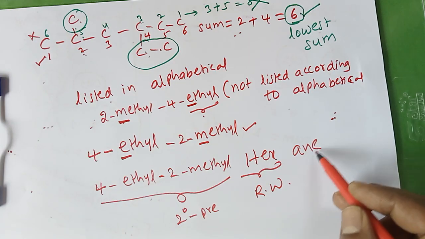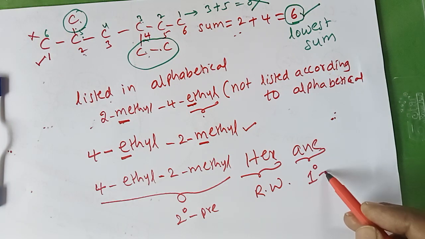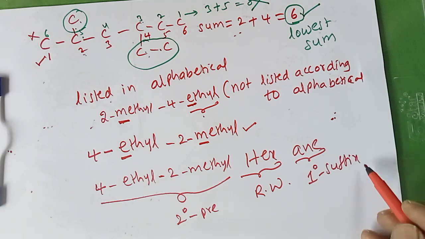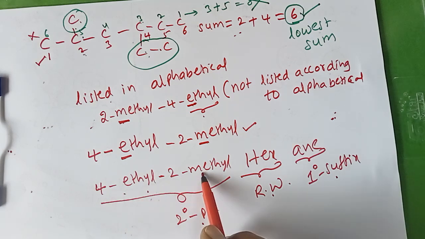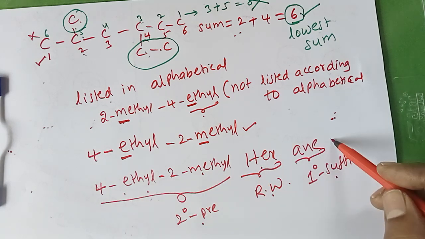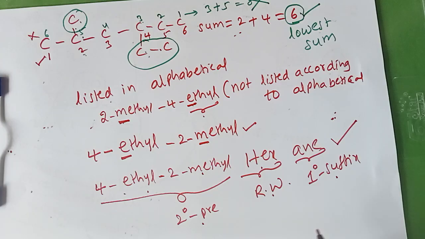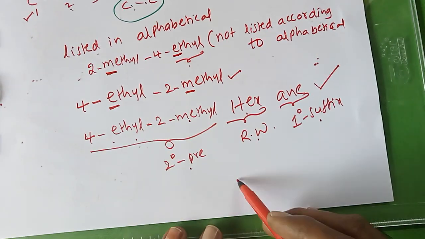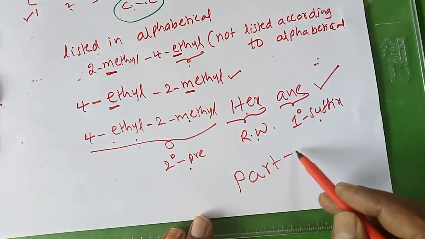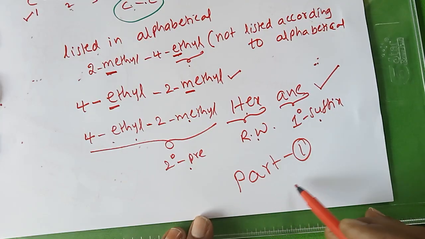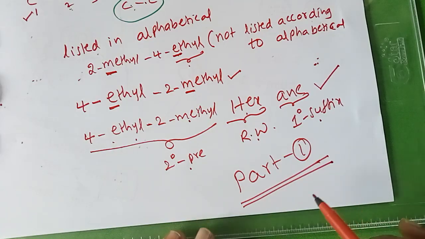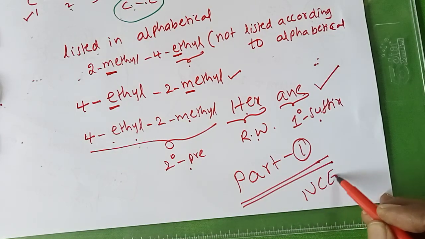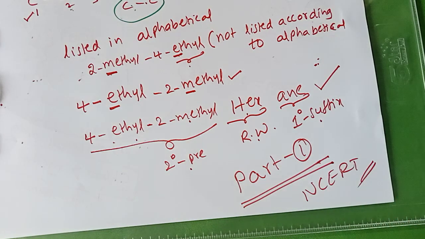Prefix is the substituent; ane is the primary suffix. Secondary prefix, root word, primary suffix. So 4-ethyl-2-methylhexane is the correct IUPAC name. And this video is part 1. You can see that: Part 1, NCERT alkanes examples. The next examples we will discuss in part 2. So the NCERT ones we discussed in the NCERT examples only.